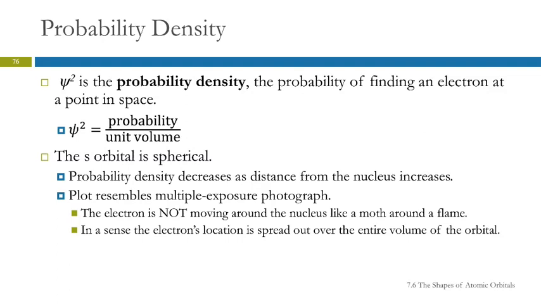The s orbital is spherical, so that's kind of nice. S and spherical, right? Spherical starts with S. So what we observe here is that the probability density decreases as the distance from the nucleus increases. And so we can make a plot of this.